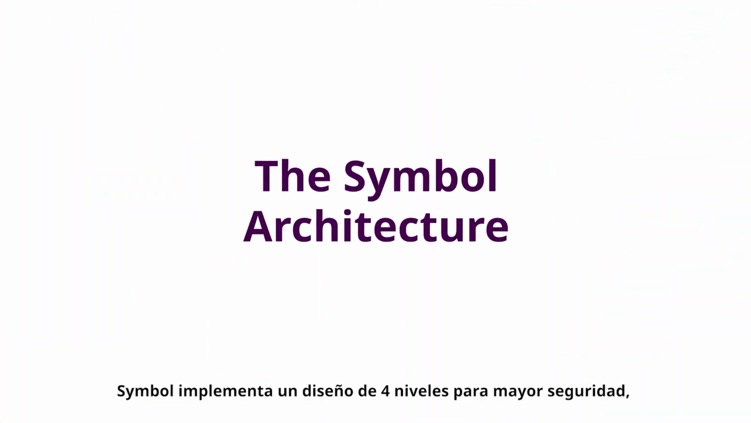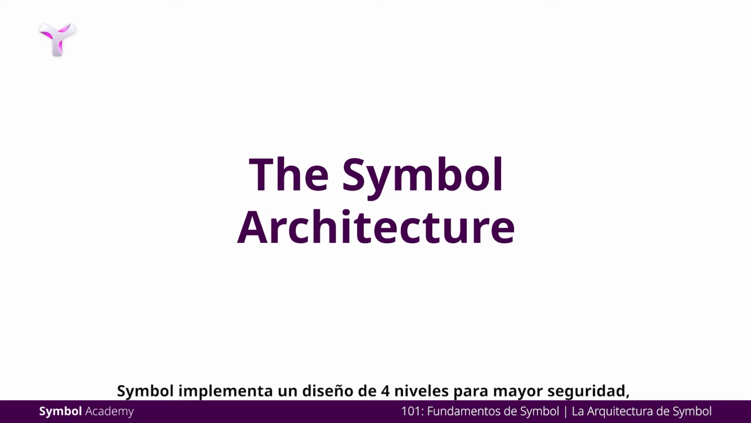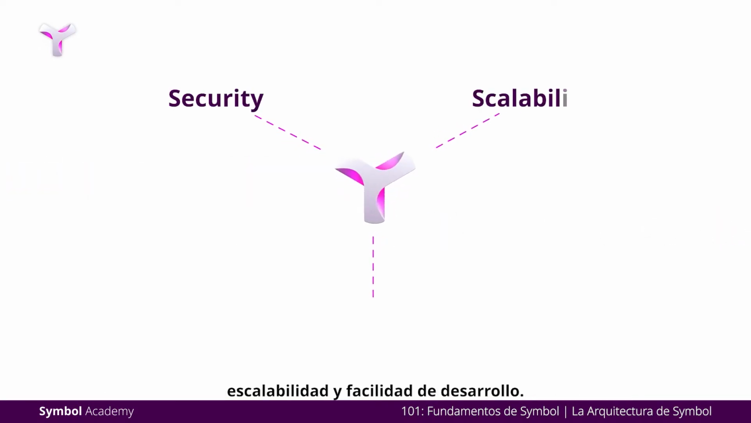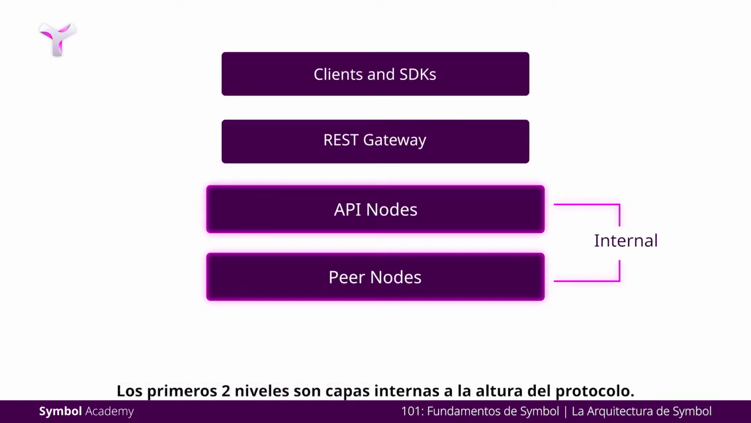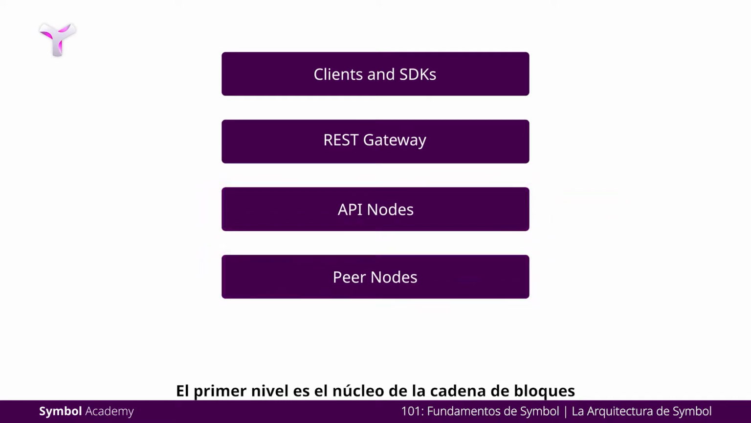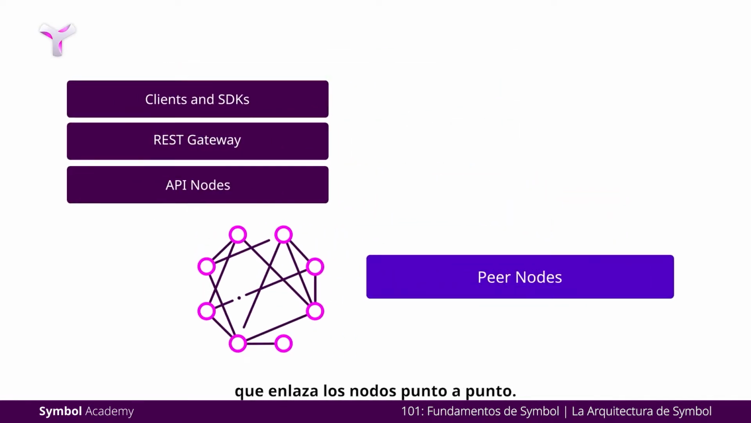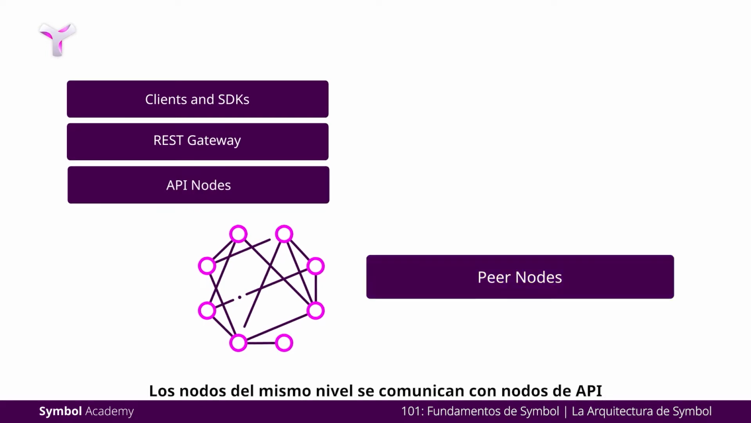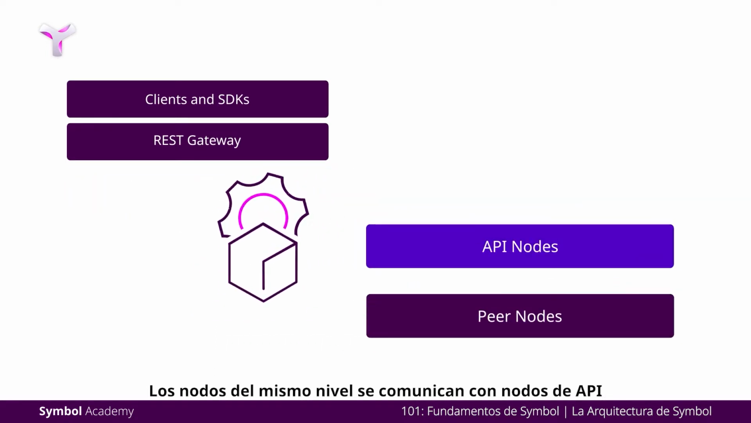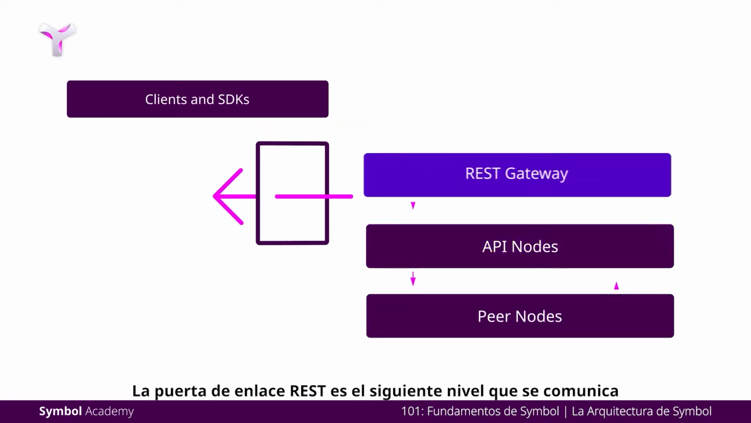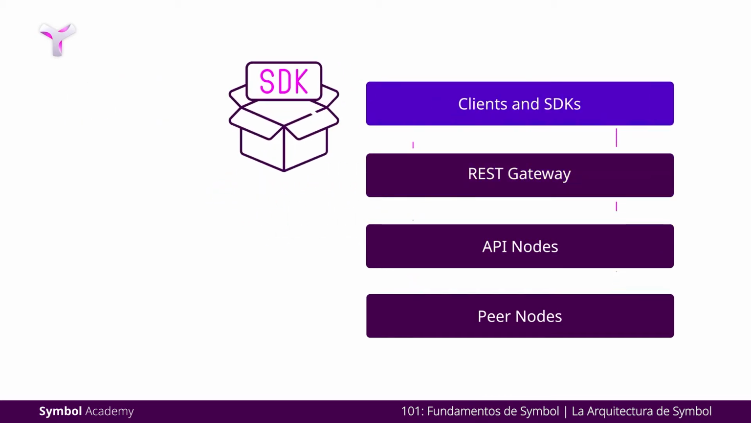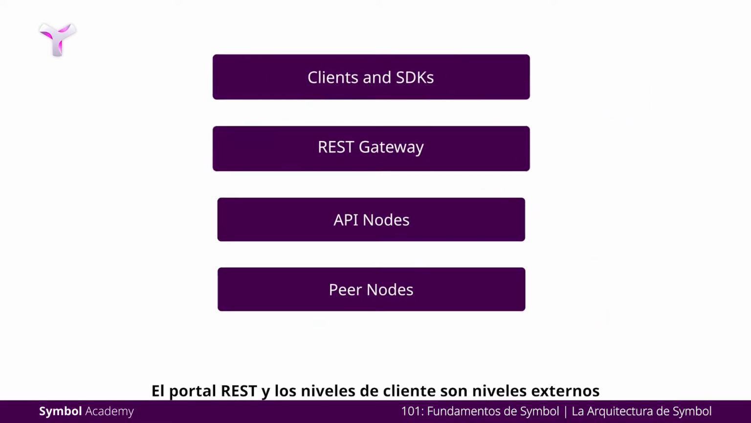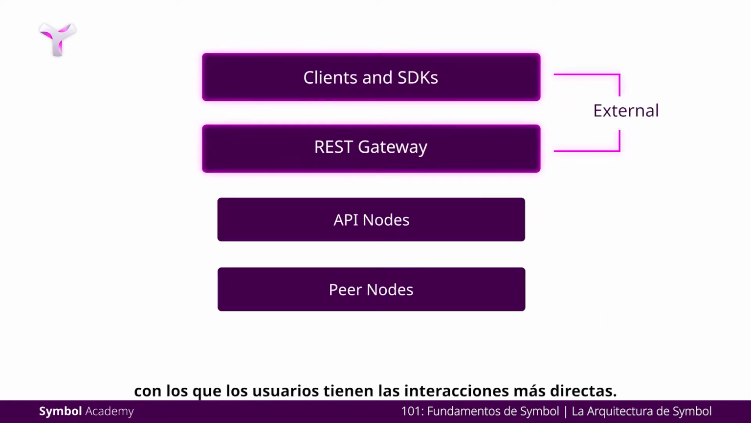Symbol implements a 4-tiered architecture design for added security, scalability, and ease of development. The first 2 tiers are internal tiers that are at the protocol level. The first tier is the core of the blockchain that is made up of peer nodes. The peer nodes communicate with API nodes. REST gateway is the next tier, which communicates between the API and the clients. REST gateway and the client tiers are external tiers that users have more direct interactions with.